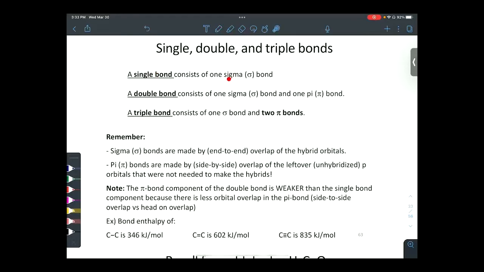Single bonds are sigma interactions. A double bond will always have a sigma interaction, which is usually between the hybridized orbitals themselves, and then one pi interaction. The pi interaction is made between two what kind of orbitals? Two unhybridized p orbitals, always. A triple bond consists of a sigma interaction and two pi interactions. So think about this critically: how many unhybridized p orbitals are involved in a triple bond? How many?